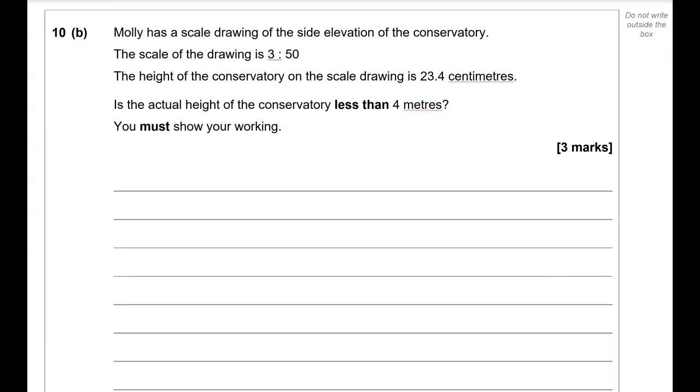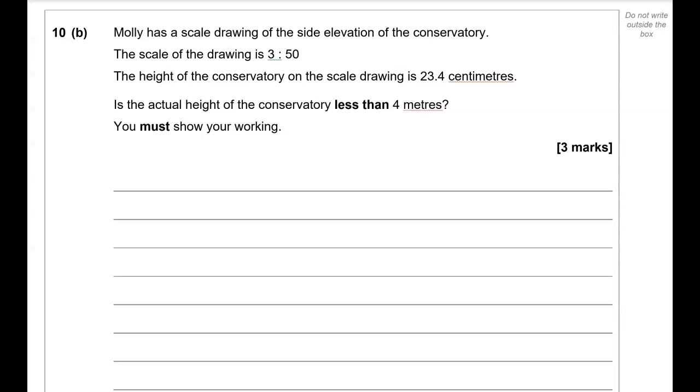Molly has a scale drawing of the side elevation of the conservatory. The scale of the drawing is 3:50. The height of the conservatory on the scale drawing is 23.4 centimeters. Is the actual height of the conservatory less than 4 meters? You must show your working.